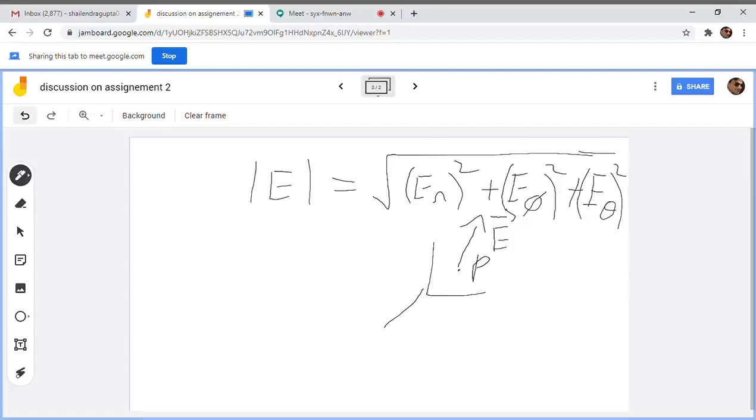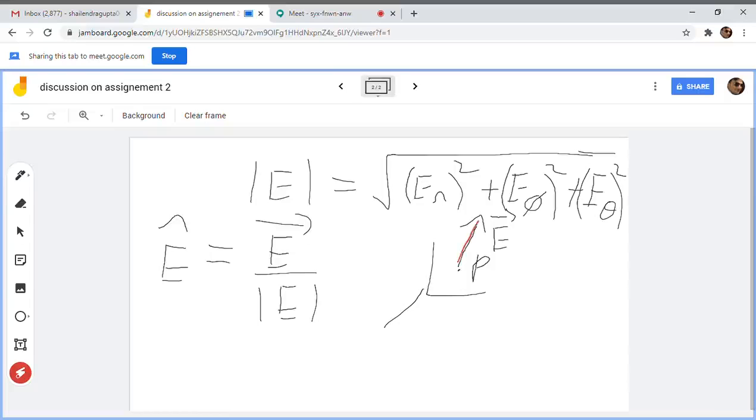So now, if you want to calculate the unit vector in the direction of the electric field, what you need to do is take the electric field vector divided by the mod of this vector. This electric field might have a magnitude greater than 1, so you have to divide this vector by its magnitude to get the unit vector in the direction of the electric field.